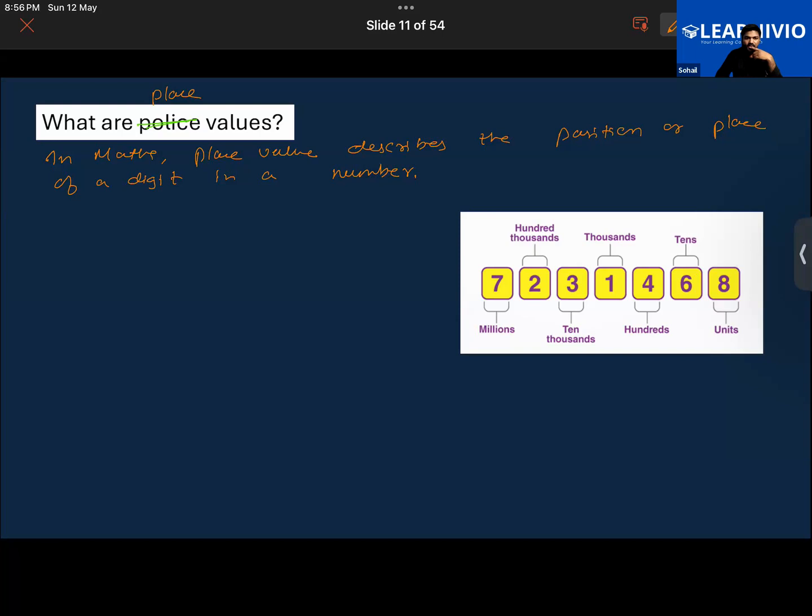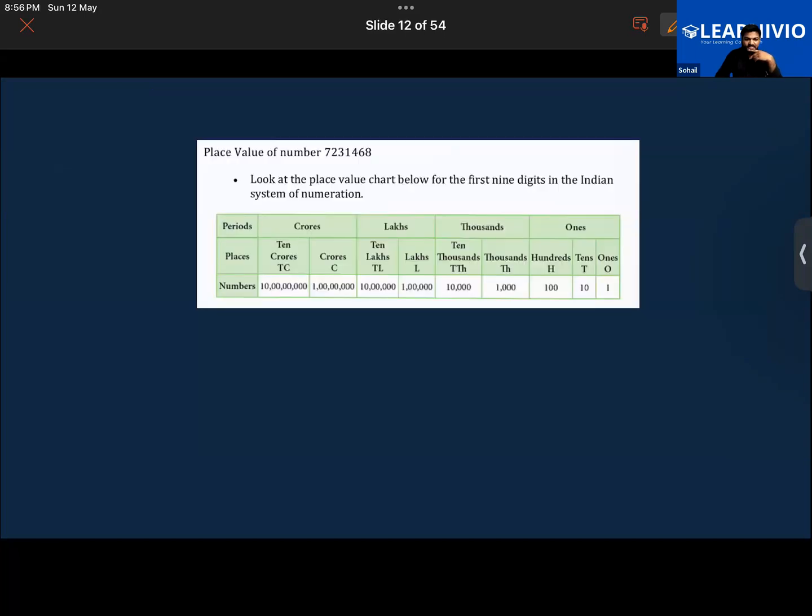Yes, done. Okay. Let's have an example and let's understand the place value of a number. For example, you have this number. Let's understand what the place values of the different digits are. First of all, we will draw this chart. Let's not discuss whether it is the Indian numeral system or the international numeral system. As of now, you are just provided with a chart.